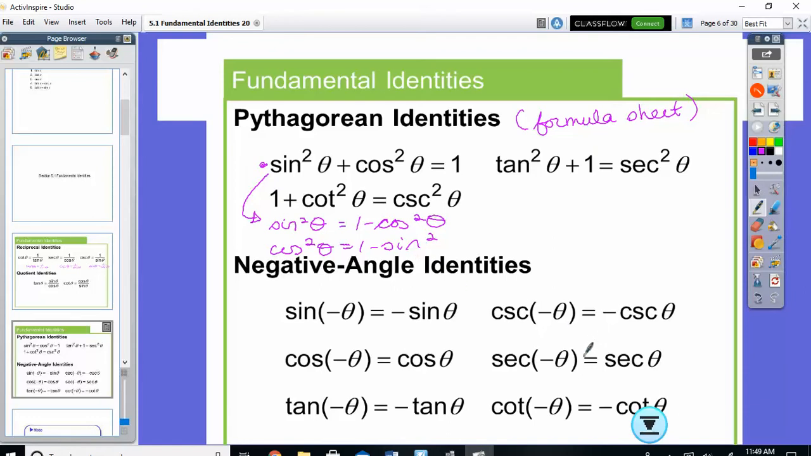The last set that you wrote down, these negative identities, we talked about these with graphing. I'm not putting those on the formula sheet either. Remember with graphing we said cosine and secant were the only even functions. So if they have a negative, you can just drop it. Everything else, if it has a negative, you pull the negative out in front. Okay?